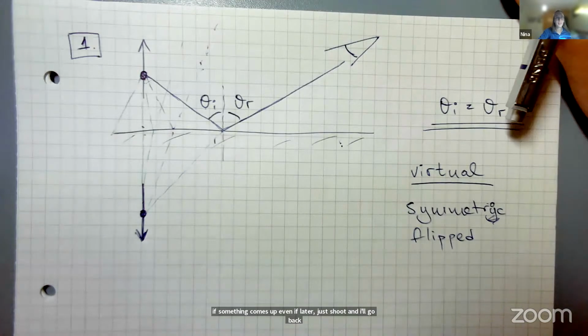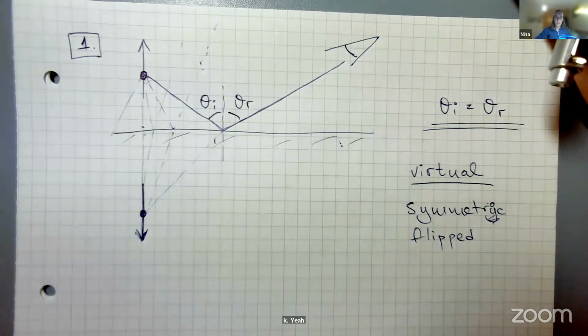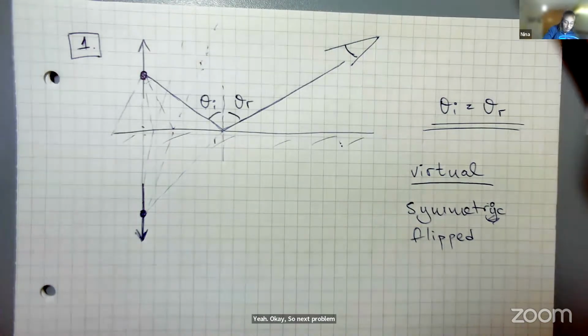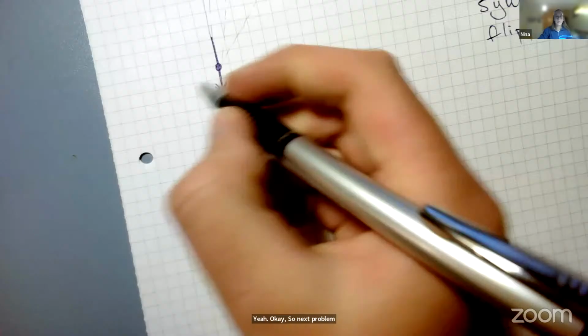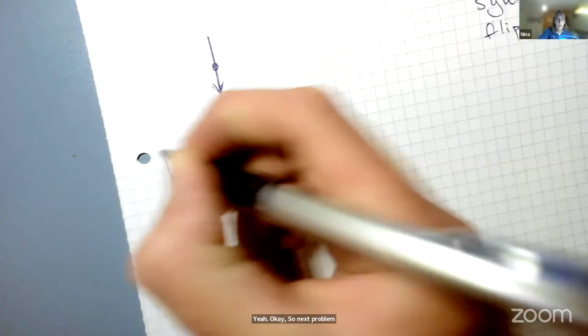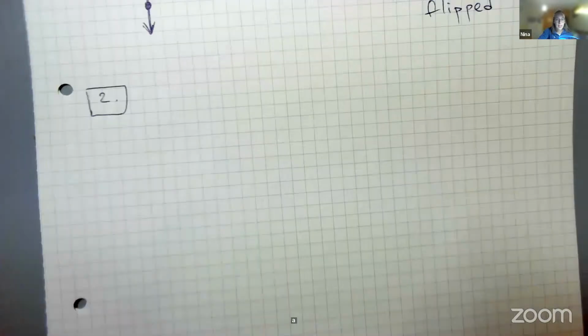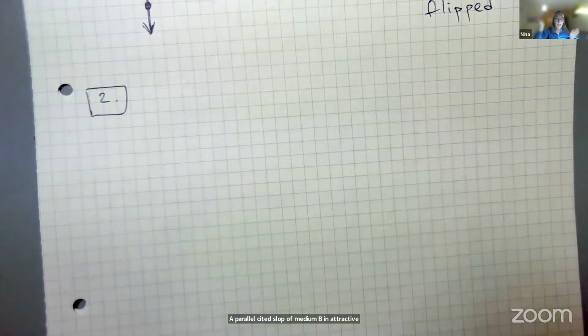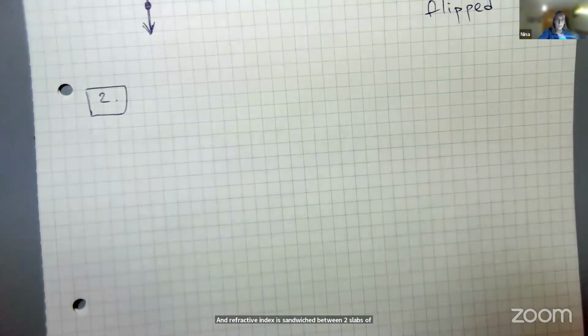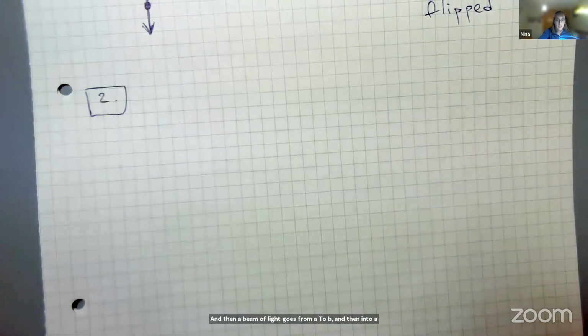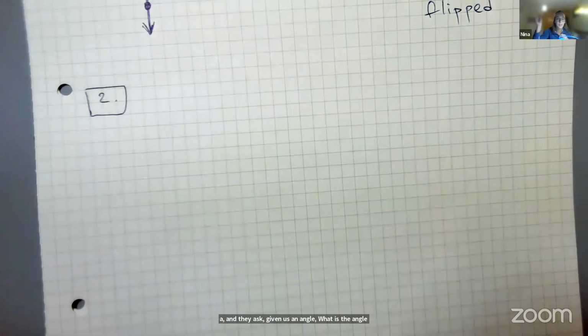Yeah, okay. So next problem. A parallel-sided slab of medium B and refractive index is sandwiched between two slabs of medium A. And then a beam of light goes from A to B and then into A. And they ask, given us an angle, what is the angle to the normal of the light beam in A after it has left B?